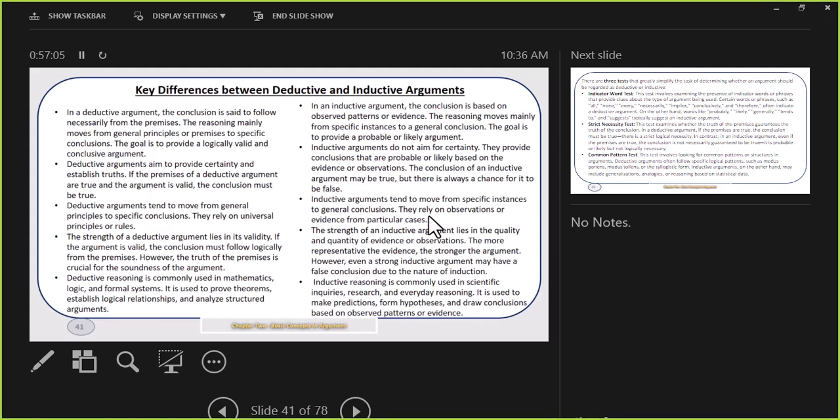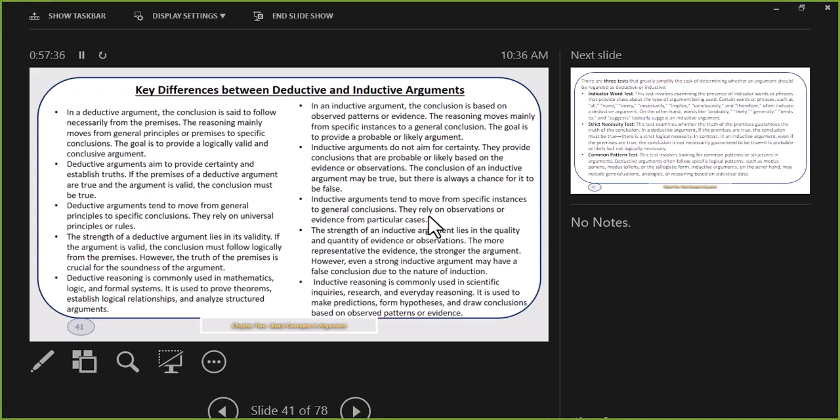So don't confuse these two expressions, general principle and general observations. They are entirely two different expressions, right? General principles are for deductive argument. General observations are for inductive argument. The procedure matters. Deductive arguments tend to move from general principle to specific conclusions. They rely on universal principles or rules, whereas inductive arguments tend to move from specific instances or observation to a general conclusion. The strength of a deductive argument depends on its validity.